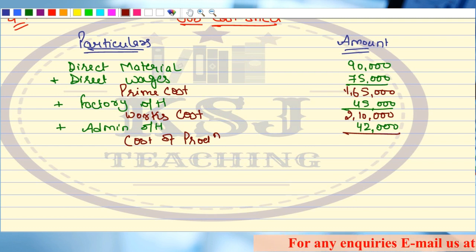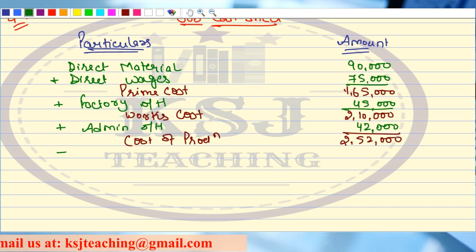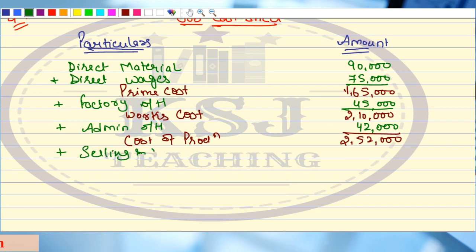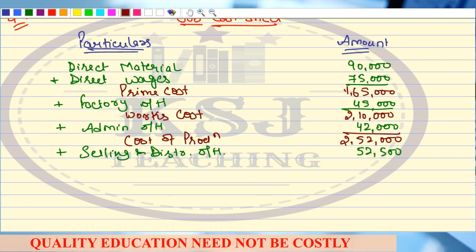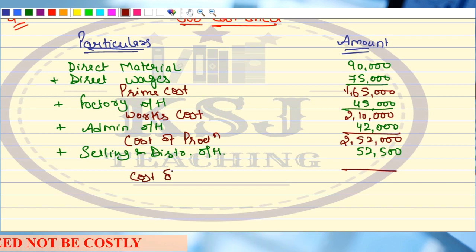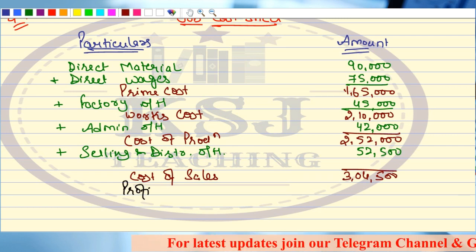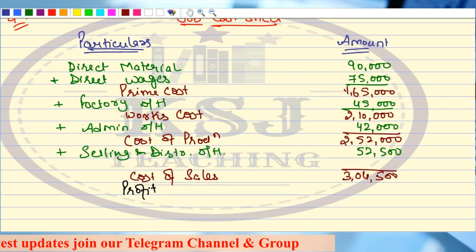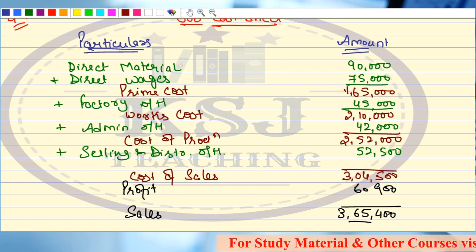That is 2,52,000, right? In the cost of production, we are going to add selling and distribution overheads, right? And that is to the tune of 52,500. And this will give us cost of sales, that is 3,04,500, and profit is given to you in the question as 60,900. So you will get the sales value, that is 3,65,400. Any doubts up till this point?